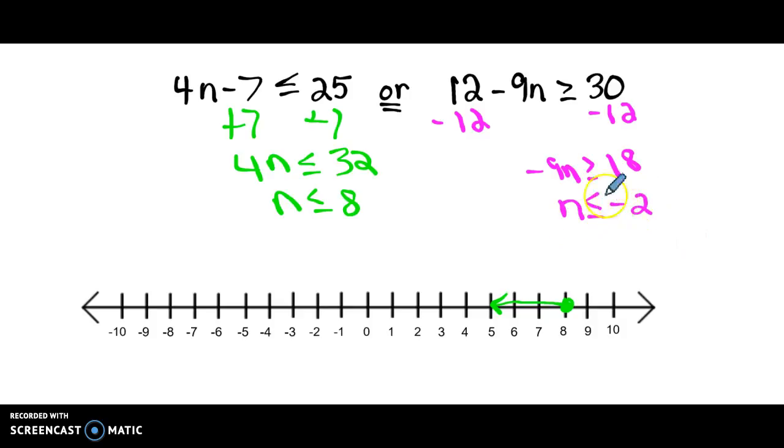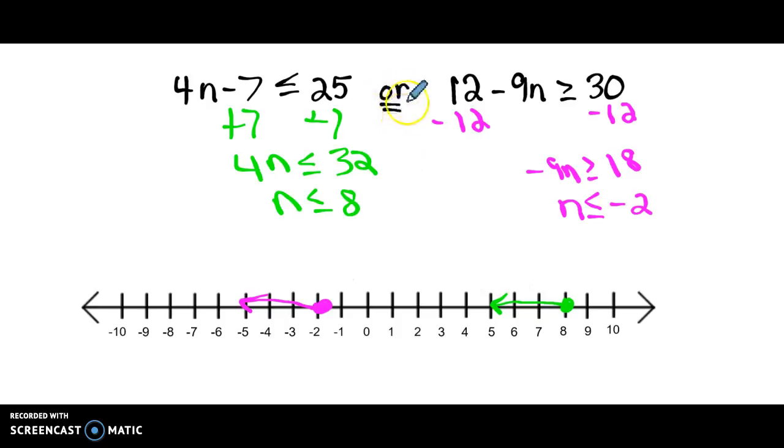So then if I graph this purple piece, I'm going to come over to my -2. Again, closed circle there. Ooh, messy circle, sorry. Closed circle. And then I'm going to look for numbers less than -2, which is that way.